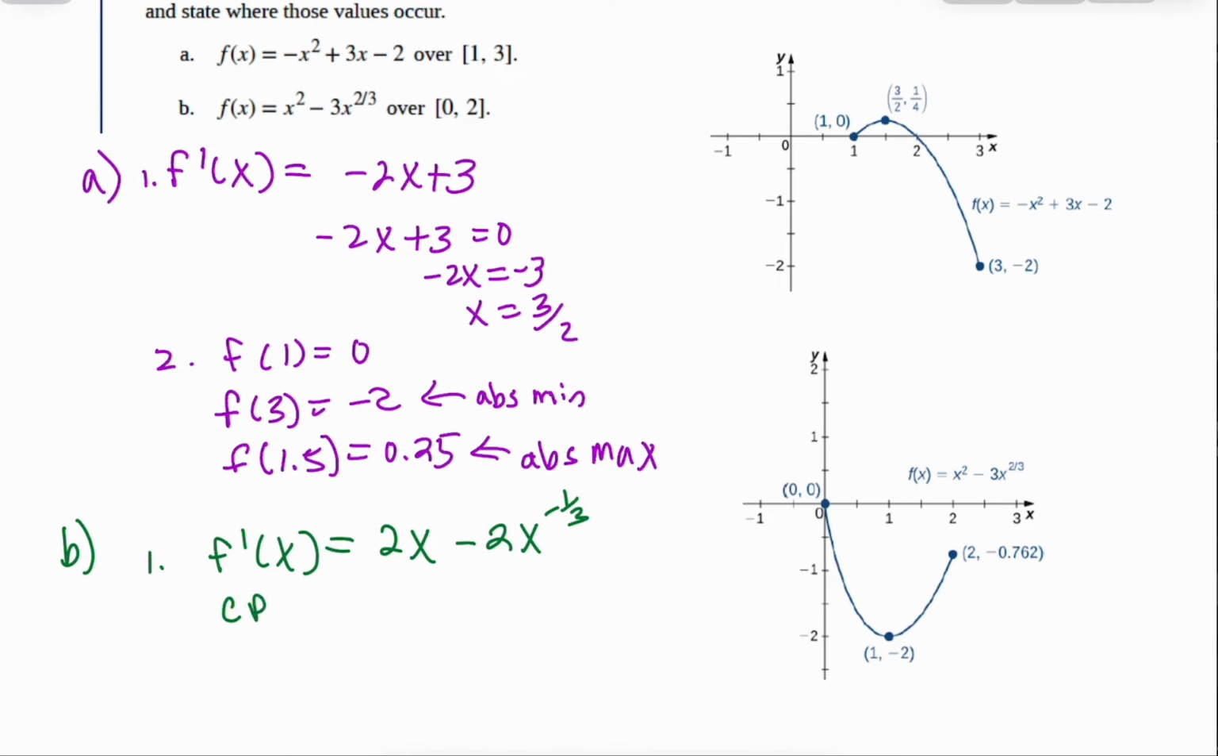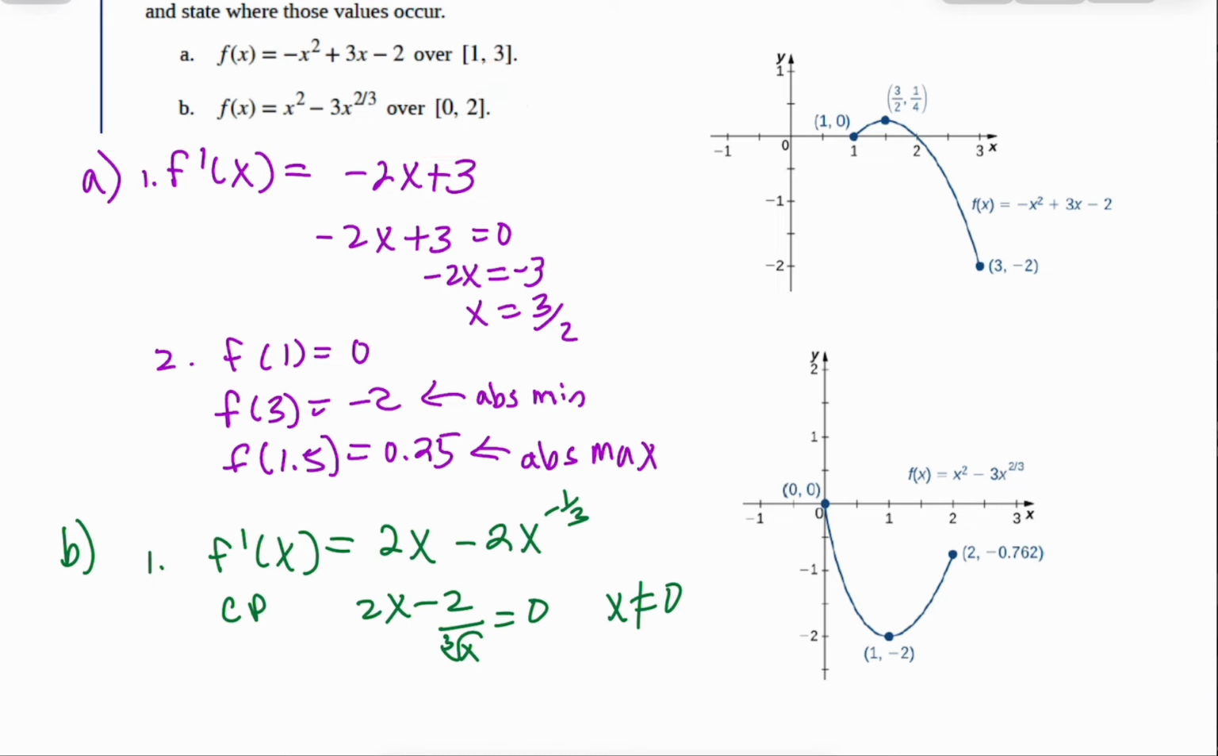So the critical points are where 2x minus 2 over the cube root of x equals 0. Now, how do we solve that? Well, I would multiply through by the x to the 1/3 to help fix that issue. But we know that definitely x is not allowed to equal 0. So that is a critical point. We couldn't plug in 0 there. That's the only thing that would mess that up. So we have to include 0 as a critical point. Now, it happens to be one of our endpoints anyway, but okay.